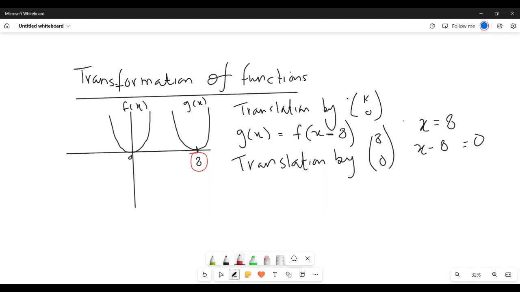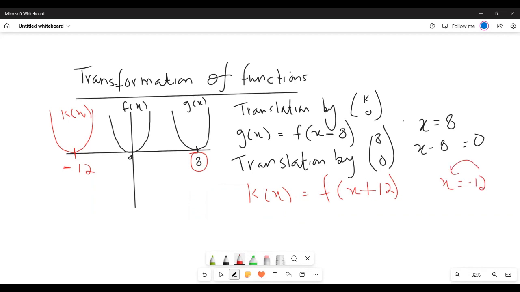If it goes certain units towards the left, let's say it goes 12 units towards the left, and let's call it k(x). Then k(x) is f(x + 12), because x is -12, and when you send this to the other side it becomes x + 12. And this is translation by 12 left and 0 up or down, so (-12, 0).